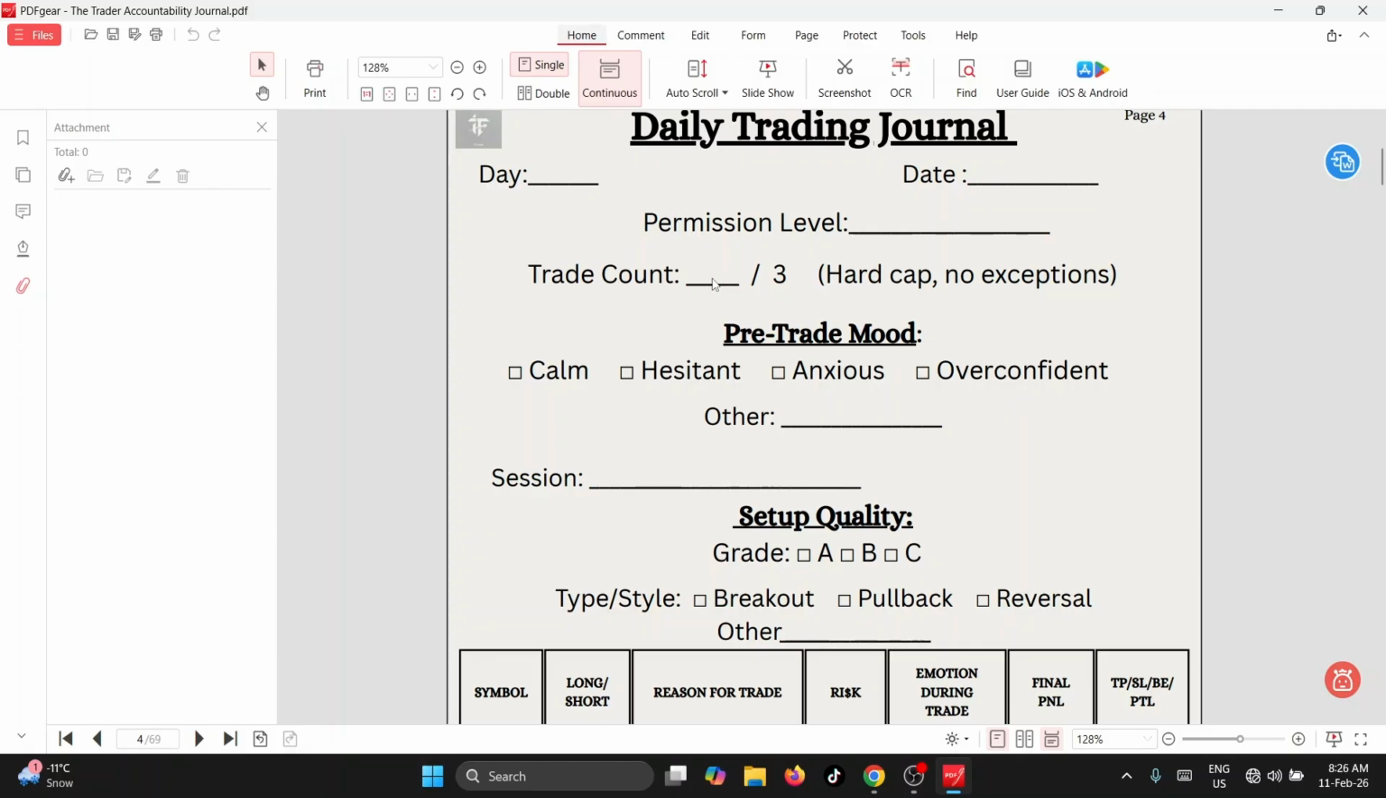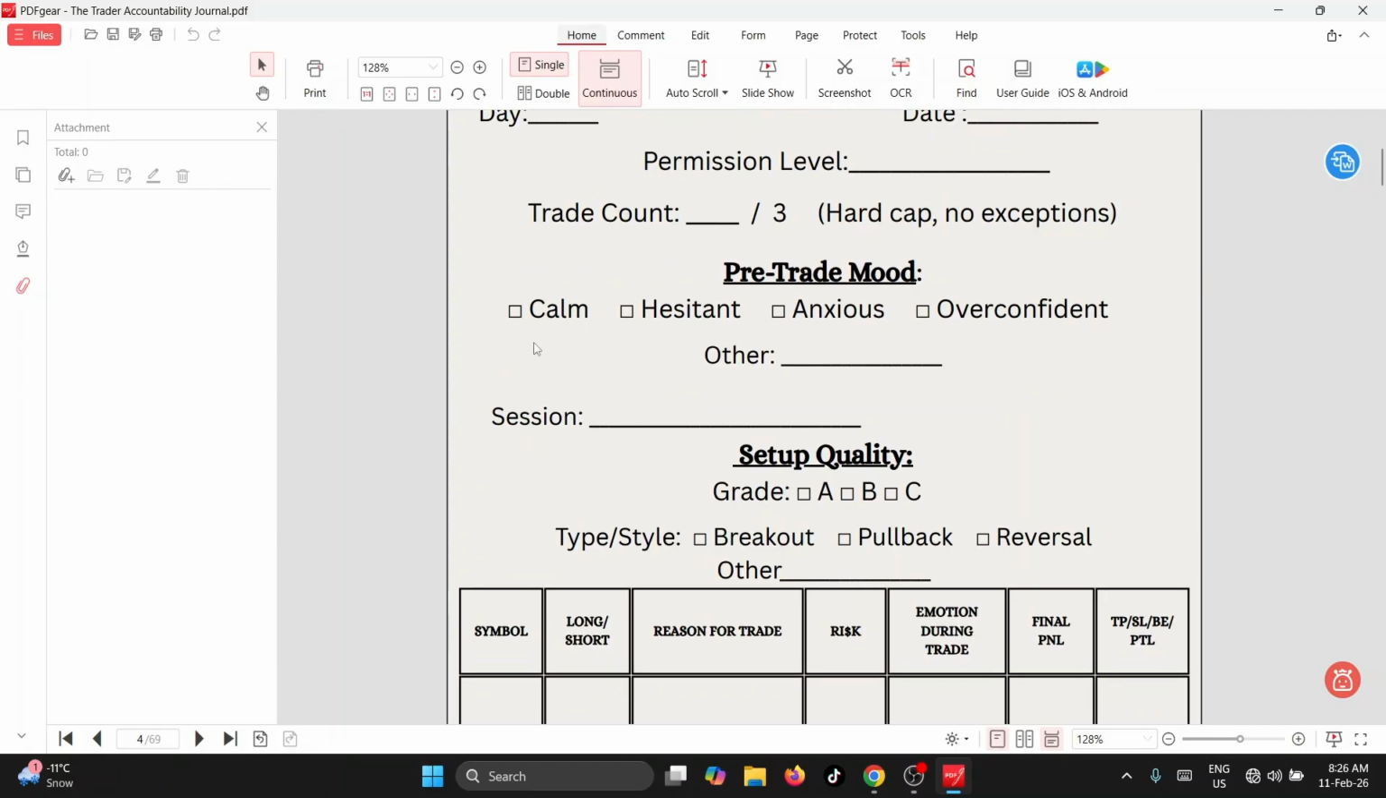Then you're going to put your emotion. How do you feel before the trade, before going into the charts to look for a setup? Are you calm? Are you hesitant? Are you anxious? Are you overconfident? The tip I'm going to give you is, if your feelings are anything other than calm, please, you can either reduce your size or don't trade at all. This is something I found within my own trading. If I'm anything other than calm, my results tend to be below top performance.